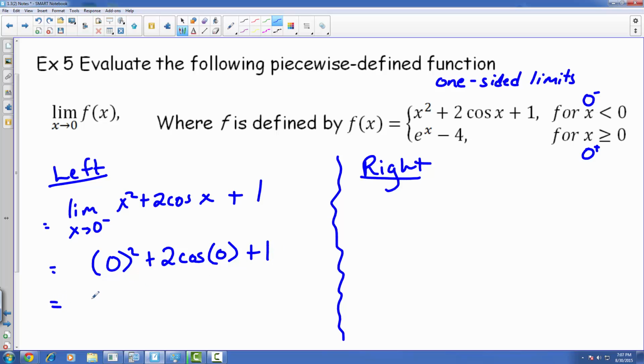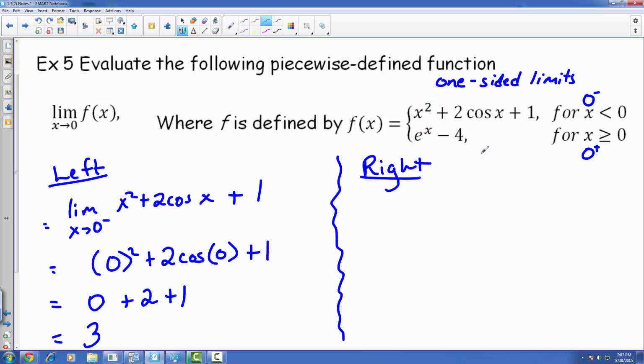Well, 0 squared, that's not bad. That's just 0. The cosine of 0, as we know from trig, is just 1, times 2 comes out to be 2, plus 1. So we really have 0 plus 2 plus 1, which is just 3. Now let's check out the right side.